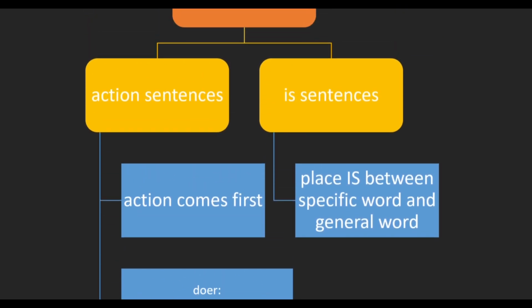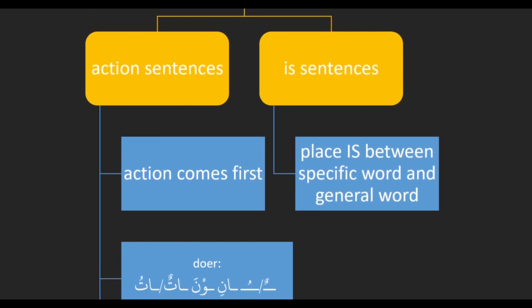What was the key difference between is sentences in English and in Arabic? The is invisible in Arabic. Yeah, the is is invisible in Arabic. There's no word for is in Arabic, so how do we find the is? If you have a specific word followed by a general word, there is going to be an is after the specific word. Yeah, so if you see a specific word followed by a general word, you just slap an is in between them, and there's your is.